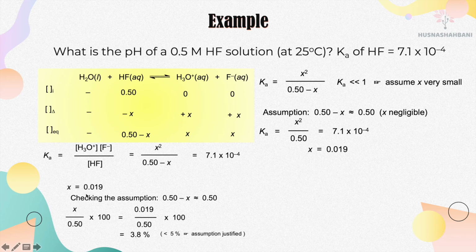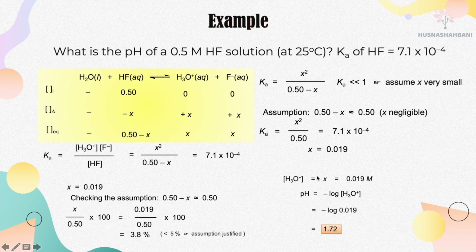So that value x over 0.5, you times by 100 and you'll get 3.8%. As long as the percentage is less than 5, the assumption is justified. It means it is true that the x value is extremely small. As long as it's less than 5%, this assumption is accepted. So this is how you check the assumption.